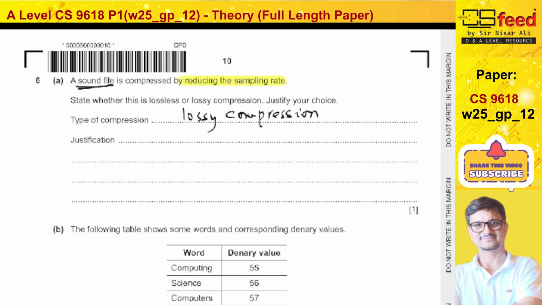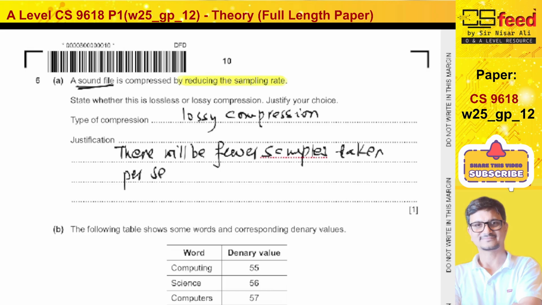So fewer samples are taken per second. So it means the data will be permanently lost.